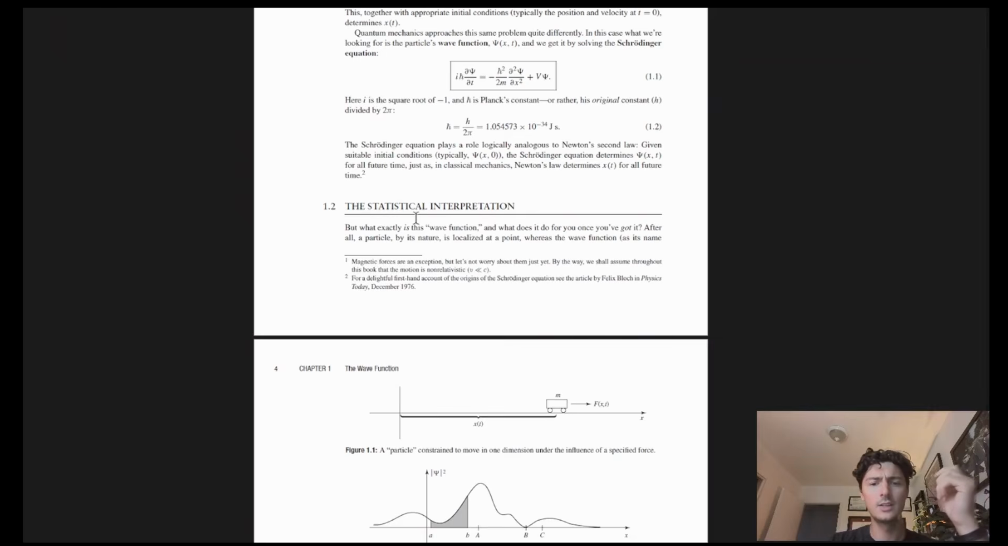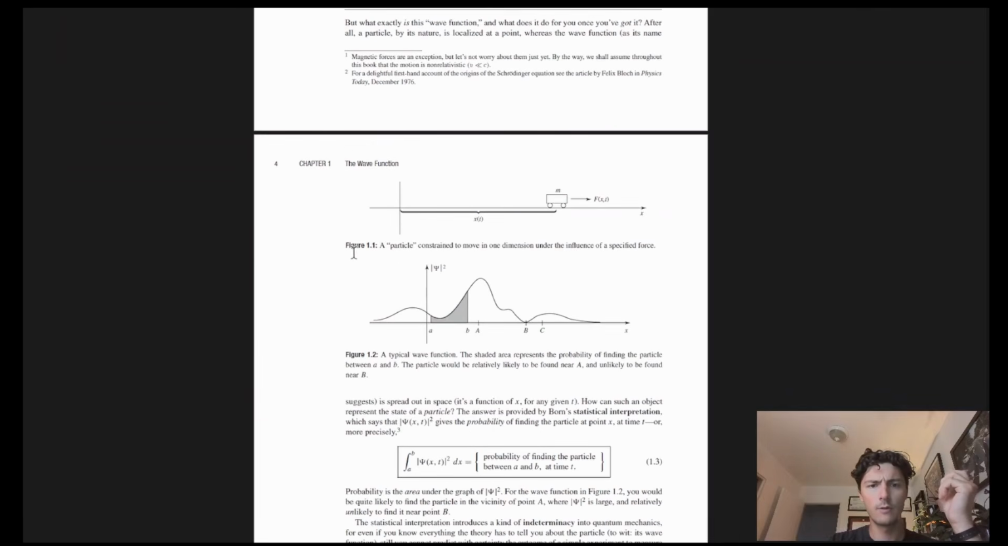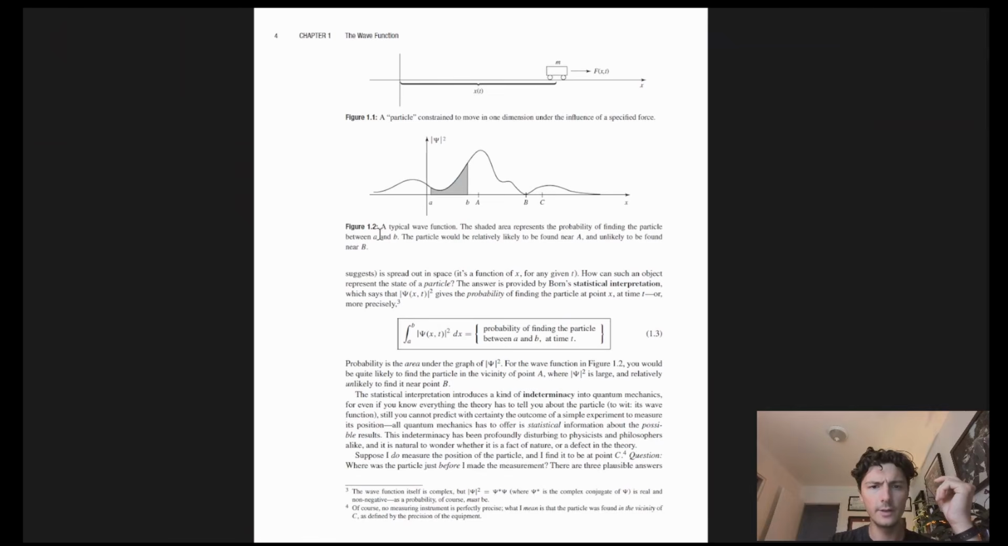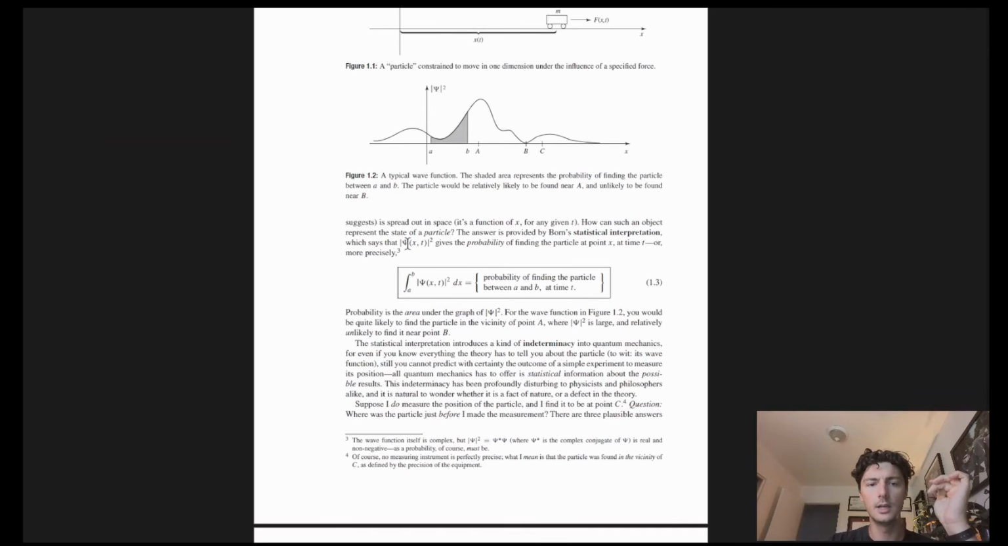Second section, the statistical interpretation. Looks like we have a picture here, particle constrained to move in one dimension under influence of a specified force. This is a little cart. We got displacement x, mass m, force. And then we have here a typical wave function. The shaded area represents the probability of finding the particle between A and B.